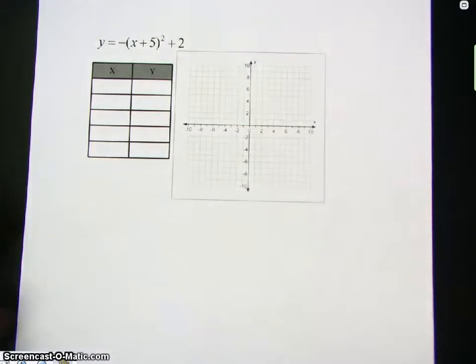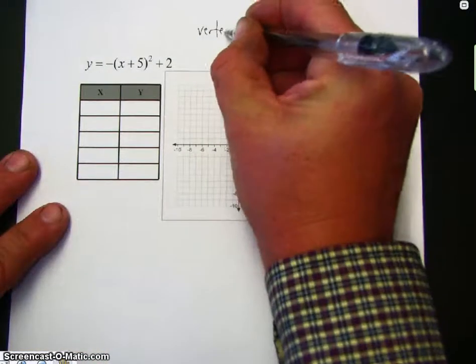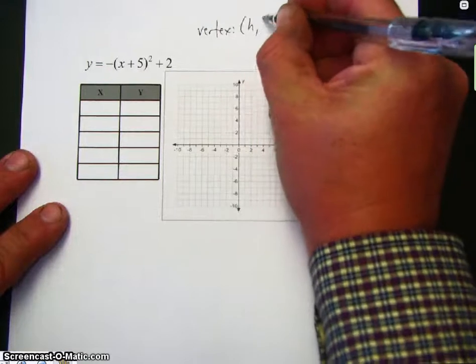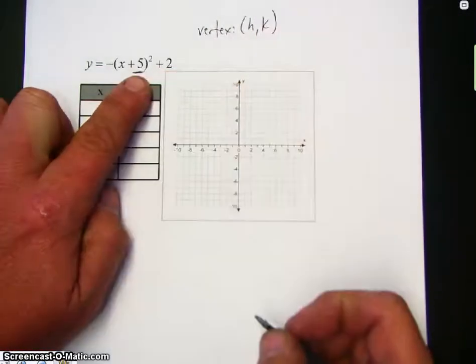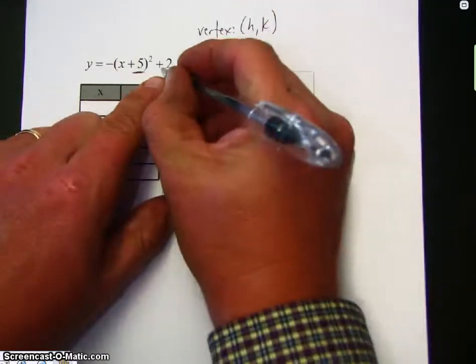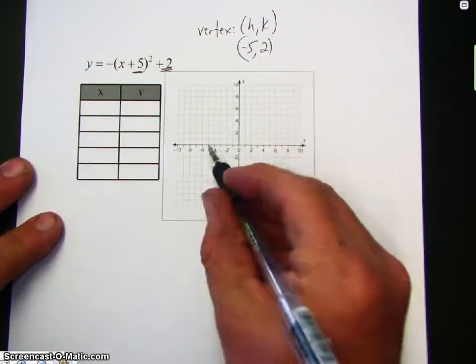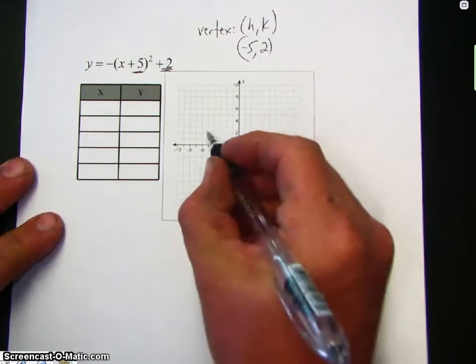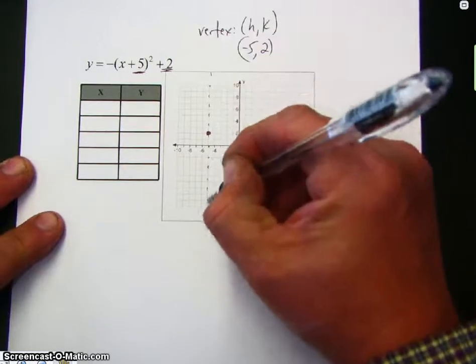Let's look at another example. Alright, so let's find the vertex. Vertex, remember, is h, k, which is opposite of 5. Positive 5 is -5. k stays the same. So there's my vertex. So I'm going to go -5, +2. Axis of symmetry.